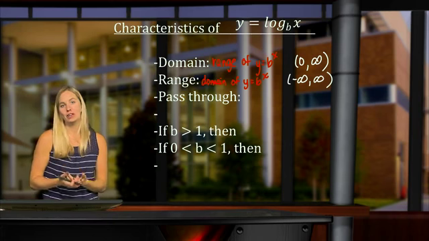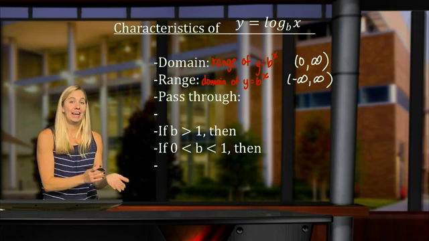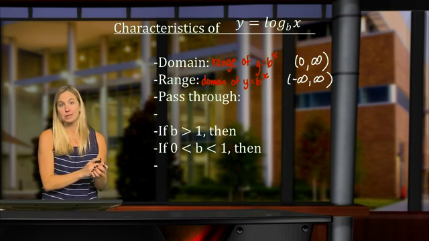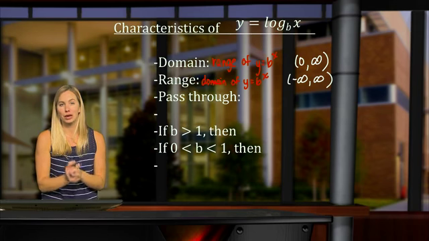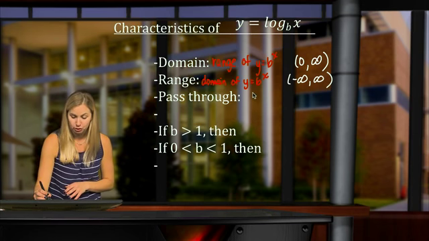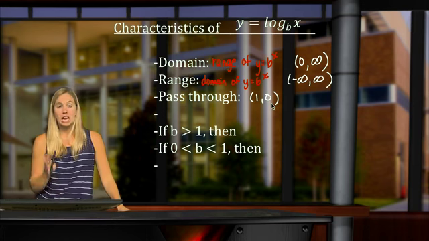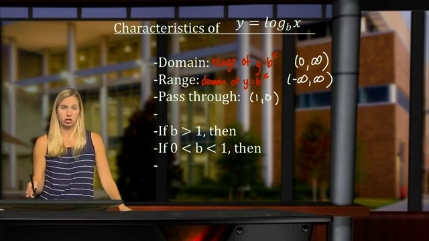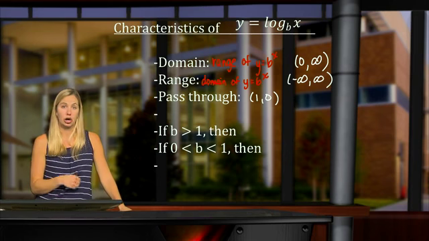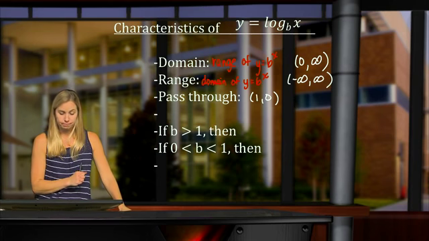What points are all of my log functions going to pass through? Look at that ordered pair that all exponential functions pass through. All of our exponential functions pass through the point 0, 1. So all of our log functions are going to pass through the point 1, 0. And again, this is not accounting for any type of horizontal shift or vertical shift or reflection or any other transformation for that matter. This is just our parent function.